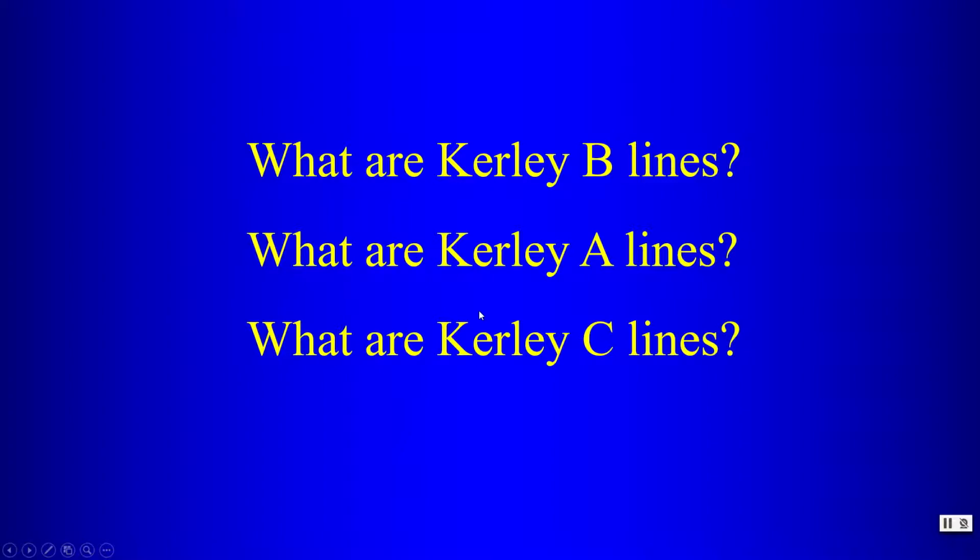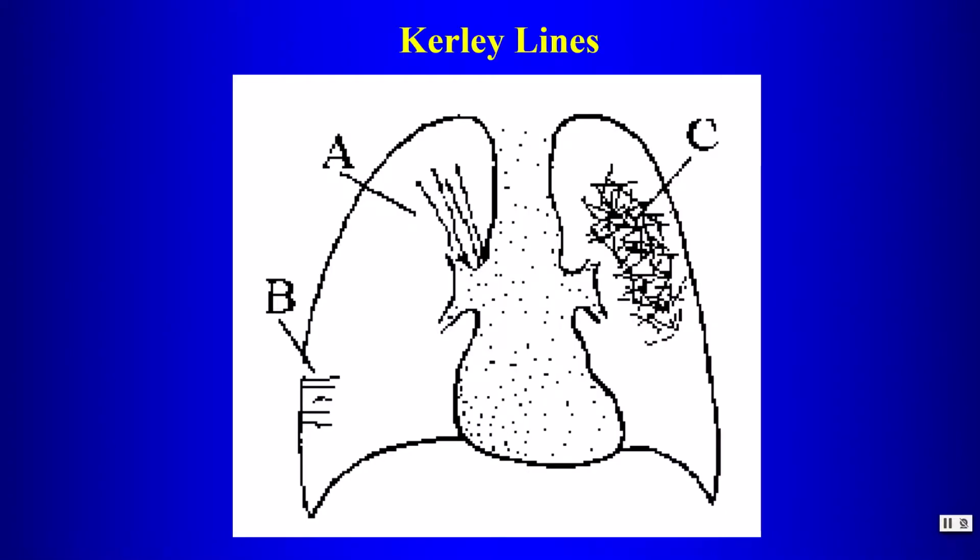What are Kerley B lines? What are Kerley A lines? What are Kerley C lines? So Kerley B lines are these lines in the periphery here. All of these represent thickened interlobular septae. Kerley B lines occur in the periphery, and they make right angles with the pleural surface. Kerley A lines radiate out from the hila, and Kerley C lines just represent superimposition of the A lines and the B lines.